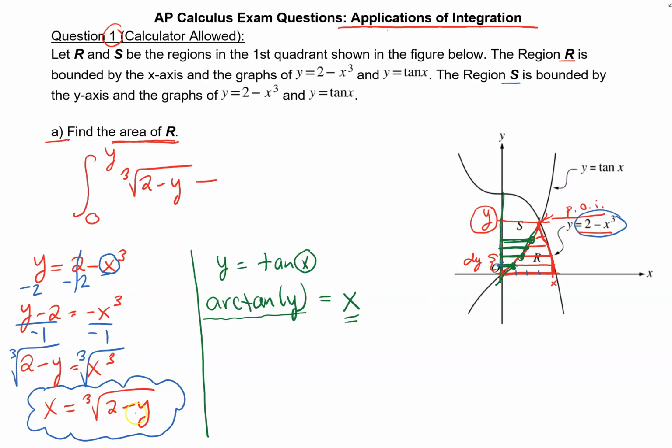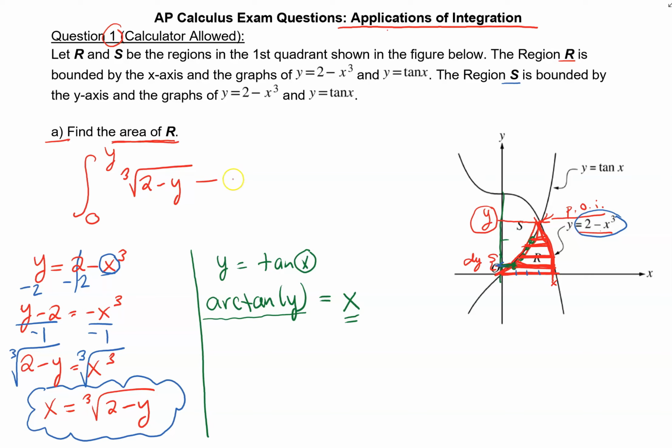So if I take these values, going from the y-axis out to the further function, the 2 minus x cubed graph, and then from that I subtract these distances going from the y-axis to the tan x curve, if I take all those out, then what I'm left with are just these horizontal distances between the two curves. So that would be the height of each of my rectangles.